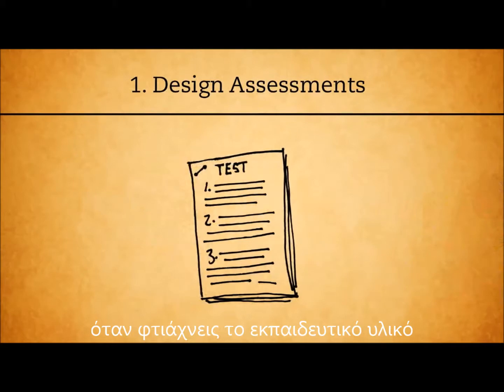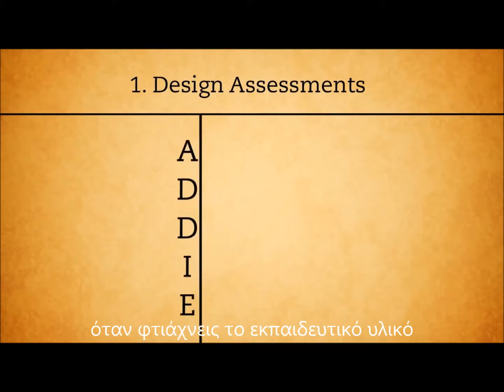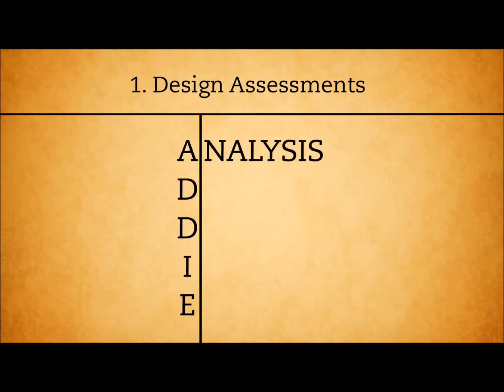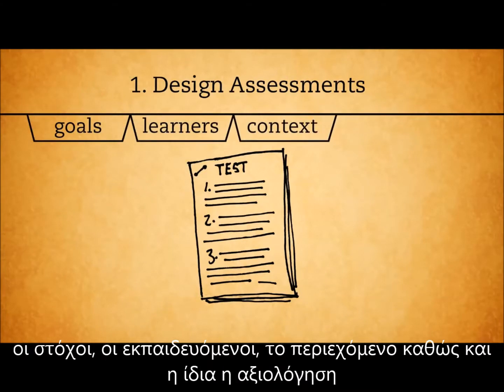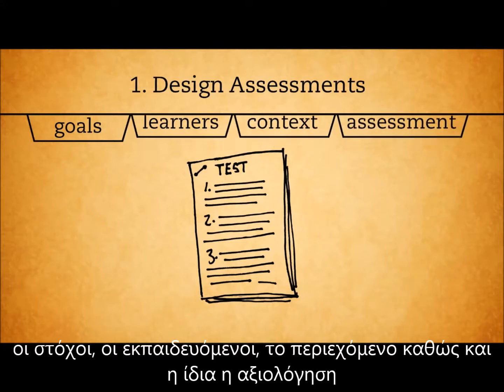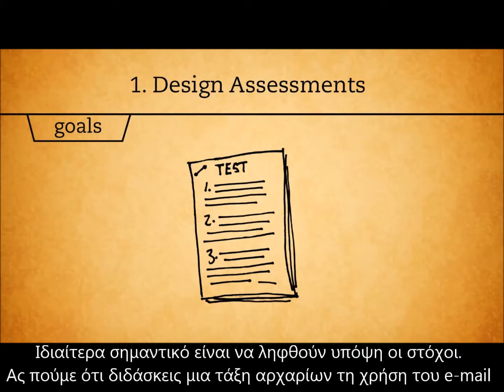To design effective assessments, you are going to use a lot of what you learned during the previous ADDIE phase, the analysis phase. Dick, Carey, and Carey point out that there are 4 areas to consider when designing a good assessment question or task: the instruction's goals, learner, and context, as well as the assessment itself. It is very important to consider the goals of your instruction as you design your assessment.